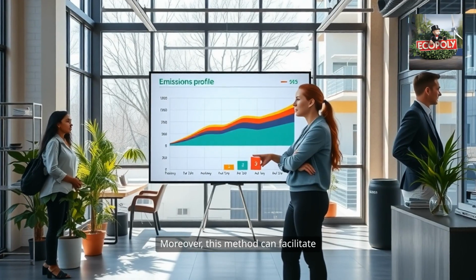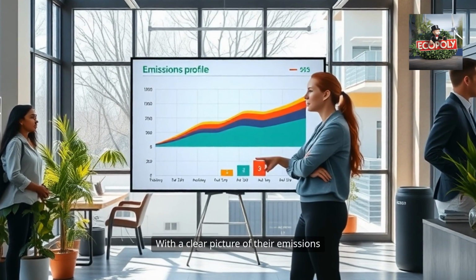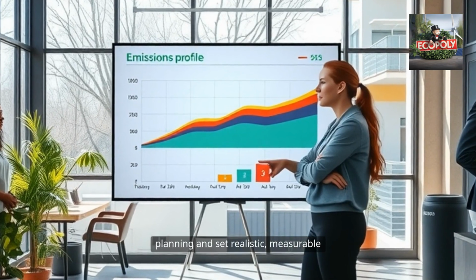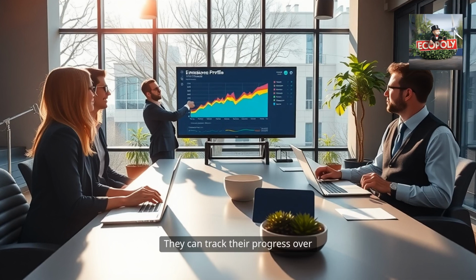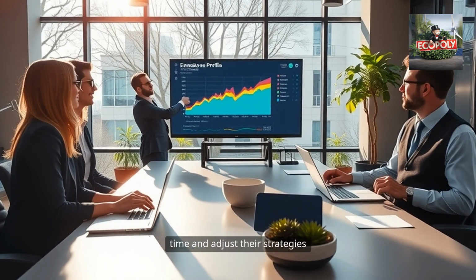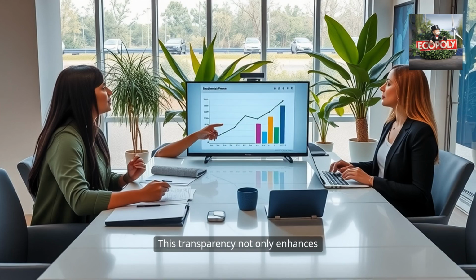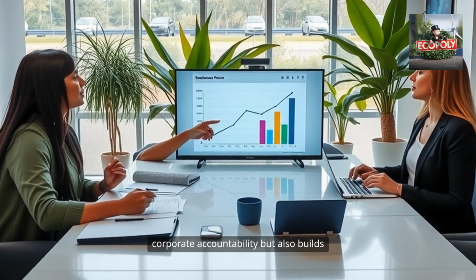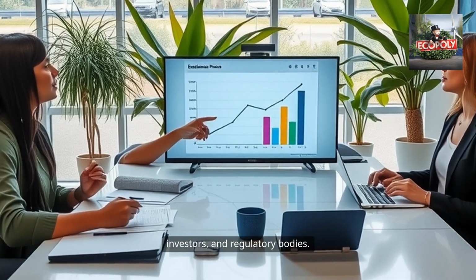Moreover, this method can facilitate informed decision-making. With a clear picture of their emissions profile, companies can engage in strategic planning and set realistic, measurable targets for emissions reduction. They can track their progress over time and adjust their strategies based on accurate, real-time data. This transparency not only enhances corporate accountability, but also builds trust with stakeholders, including customers, investors, and regulatory bodies.